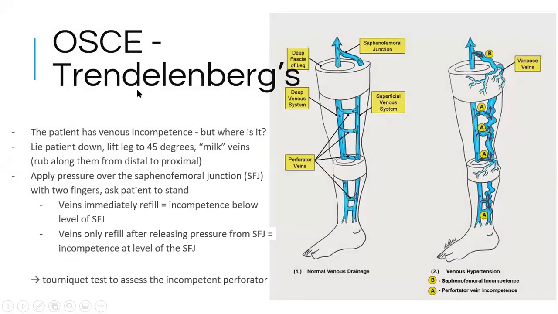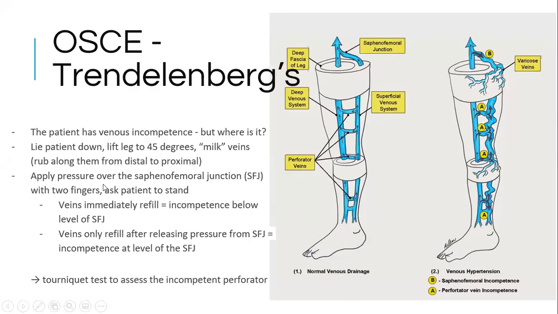Right, so these are the special tests that you do. The first one is called Trendelenburg's. It tries to figure out which part of the vein has valves that aren't working properly. So the patient's got venous incompetence, but you're not sure where it is. You lie the patient down, you lift their leg up, and you squish all the blood that's in those varicose veins up through the system so they go back through to the heart. So you rub along from distal to proximal, from the ankle upwards, as the patient is lying down with their leg in the air.